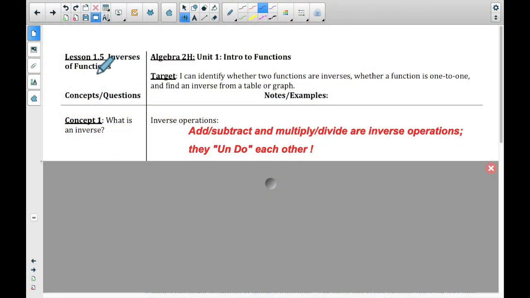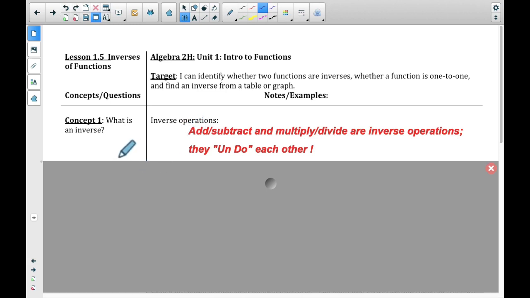Hi everybody. This lesson today is going to cover lesson 1.5, which is on inverses of functions. What that means is we're going to take a function and see if it has an inverse and talk about some of the characteristics. So let's go ahead and get started.